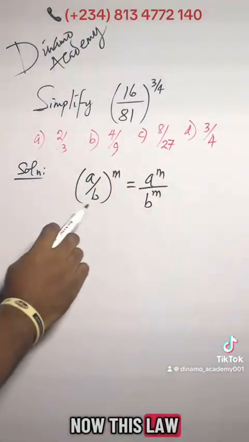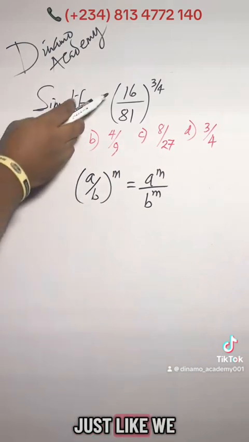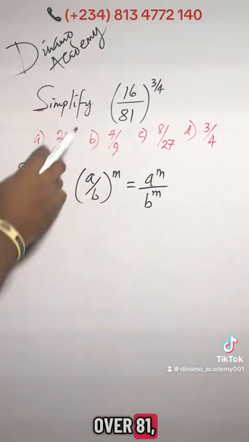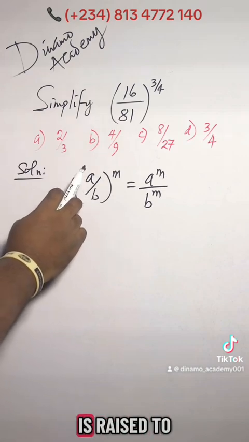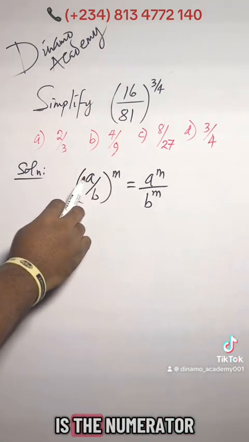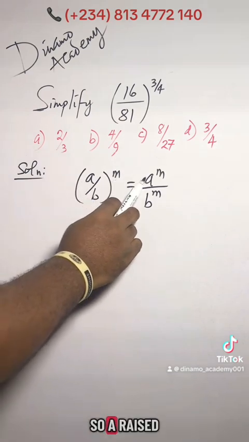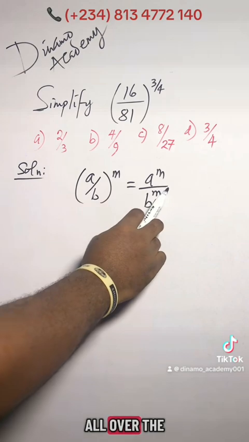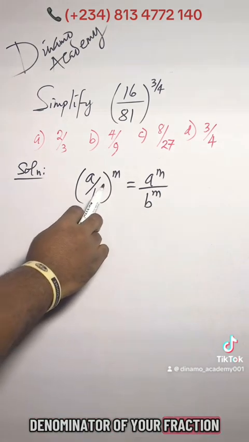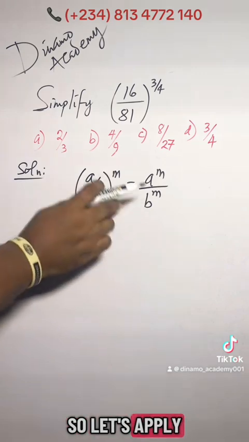Now this law simply says that if you have a fraction a over b, just like we have 16 over 81, if you have a fraction that is raised to a certain power, the result is the numerator of the fraction raised to that power, a raised to the power m, all over the denominator of the fraction raised to that same power, b raised to the power m. So let's apply this law here.